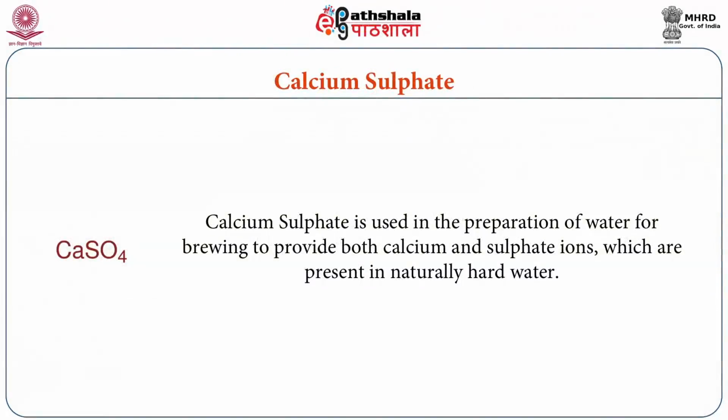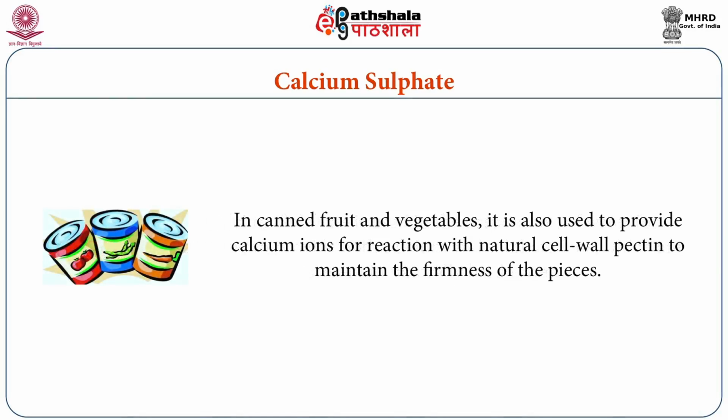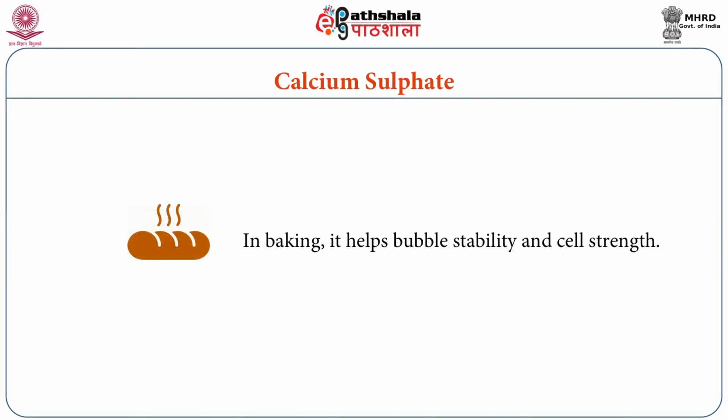Calcium sulfate. Calcium sulfate is used in the preparation of water for brewing to provide both calcium and sulfate ions which are present in naturally hard water. In canned fruits and vegetables, it is used to provide calcium ion for reaction with natural cell wall pectin to maintain the firmness of the pieces. In baking, it helps bubble stability and cell strength.